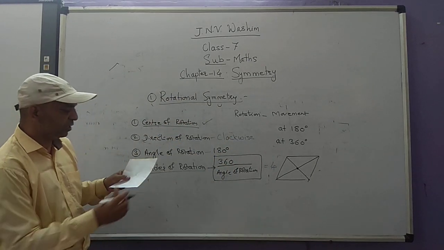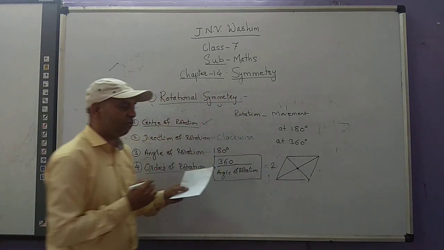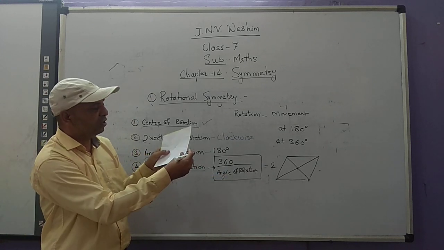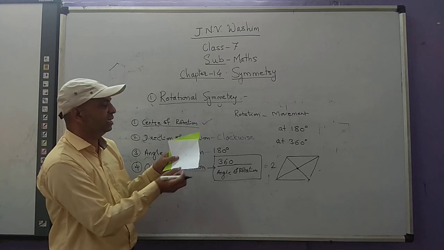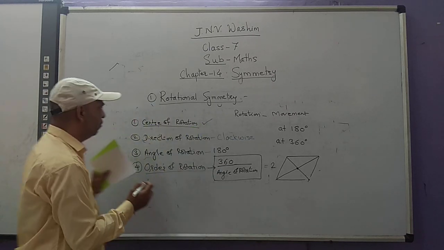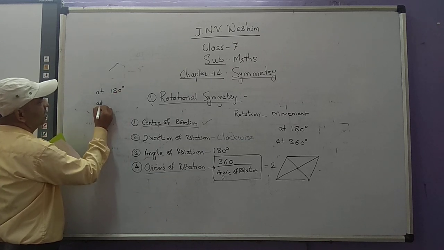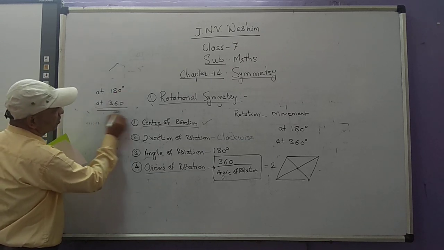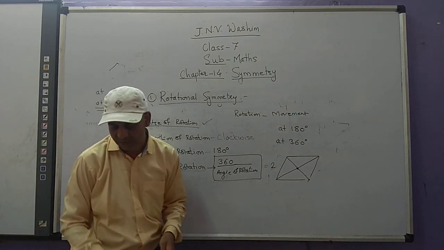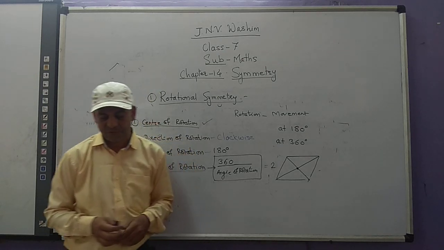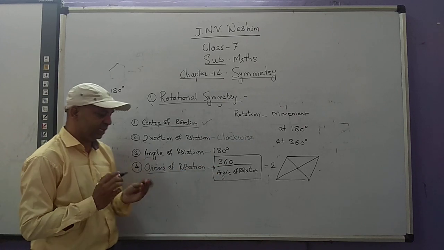So what is the order of rotation? Order of rotation is 2 in the case of a parallelogram. Why is the order of rotation 2? Because this parallelogram occupies the same shape, the same position, twice: once at 180 degrees and second at 360 degrees. So the order of rotation is 2. The angle of turning is the angle of rotation, and a full turn is 360 degrees.